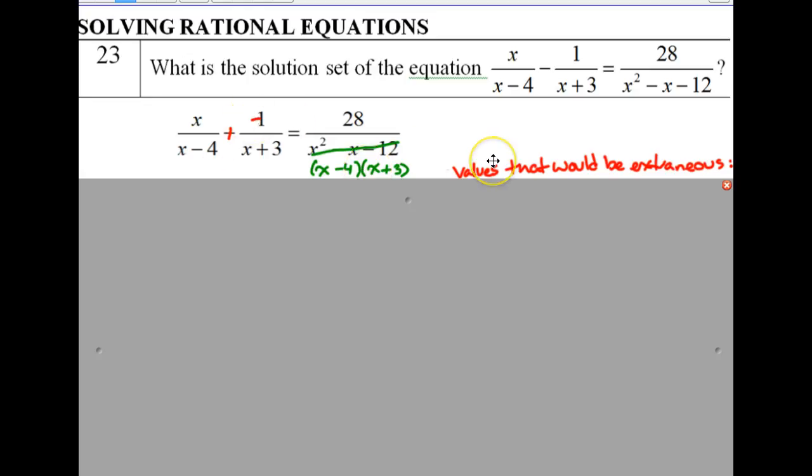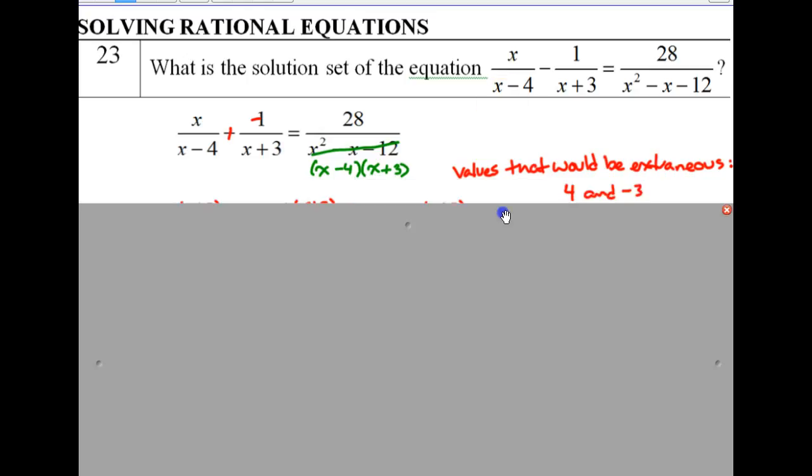Before we go much further, I'd like you to consider what values, if we got them as answers, would make the fractions undefined. In other words, if I have a particular number here or here and it makes the denominator 0, that can't be, right? And that would be considered extraneous. So write down what numbers you think would make the fractions undefined. So if we get them as answers, we won't include them. Hopefully you wrote down 4 and negative 3. Those are extraneous, if they come up. Okay, so we're prepared for that.